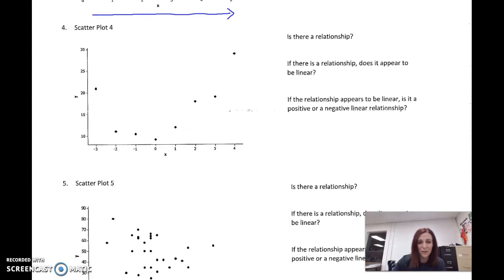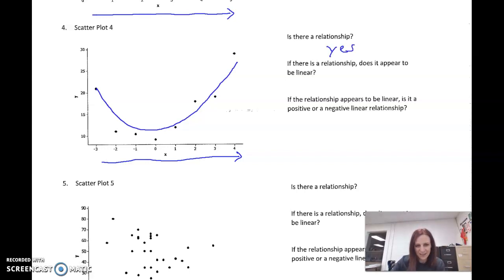Is there a relationship? This one's kind of interesting because my first thought wants to be no. But as our values are increasing from left to right, they start here, they kind of go down. I know we're not doing this yet, but do you kind of see how they're kind of following this curved line? So I'm going to say yes. Okay, because they kind of seem to be doing the same thing. It's not like they're dropping back down. It's not randomly placed anywhere.